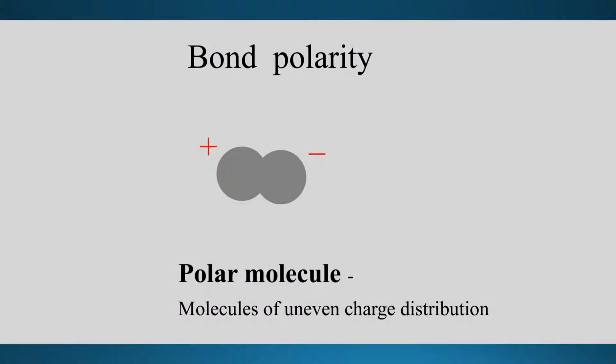Bond polarity. Talking about a molecule that has an uneven charge, like a positive at one end and a negative at the other end. A positive and a negative charge in a molecule.